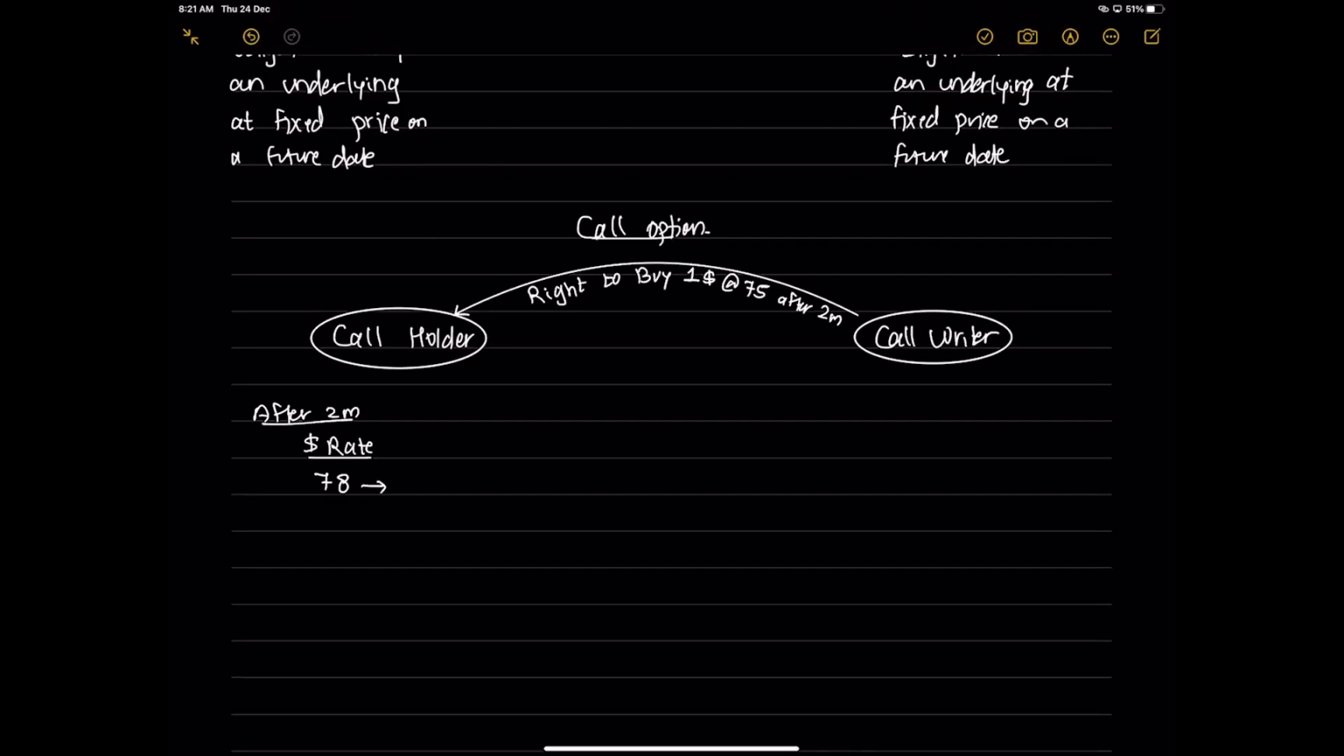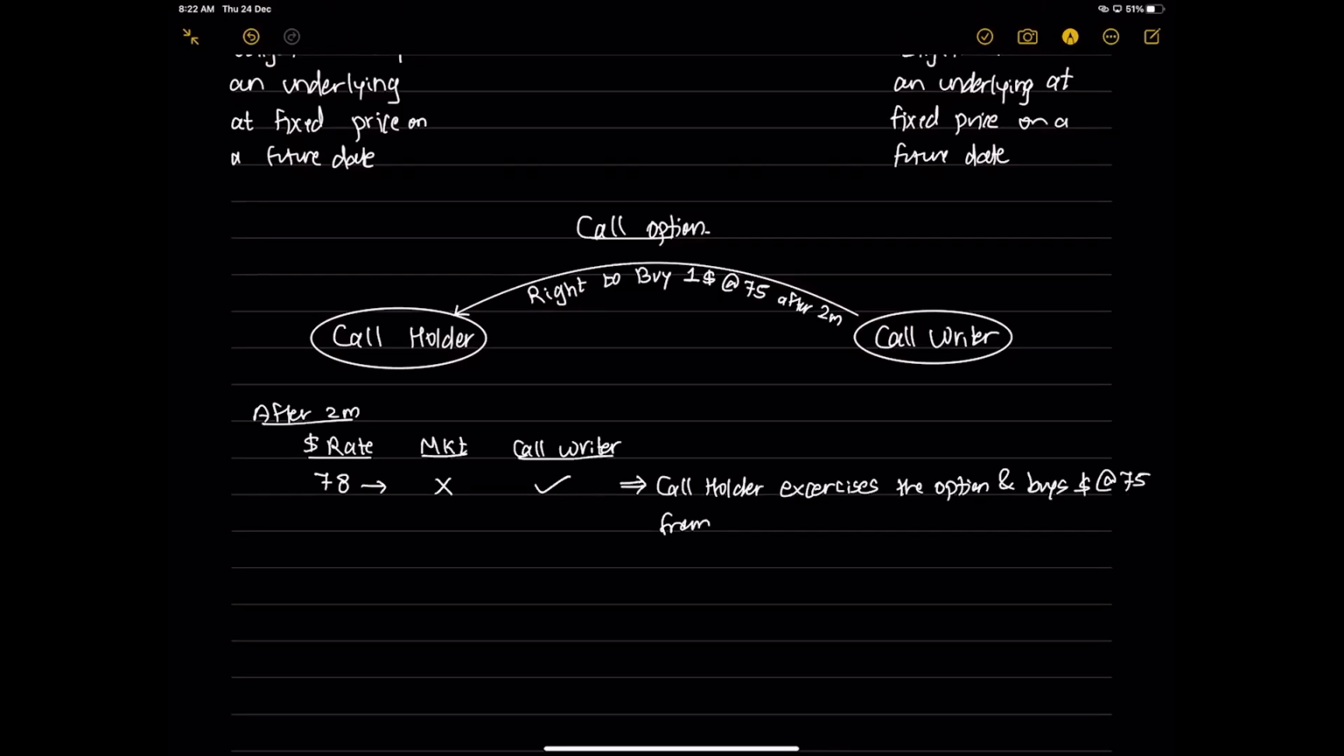Will the call holder buy the dollar from the call writer or from the market? From the market or from the call writer? Call writer. He is not going to go to the market because it is 78 there. He buys from the call writer because he has agreed at a price of 75. So the call holder exercises the option and buys the dollar at 75 from the call writer.